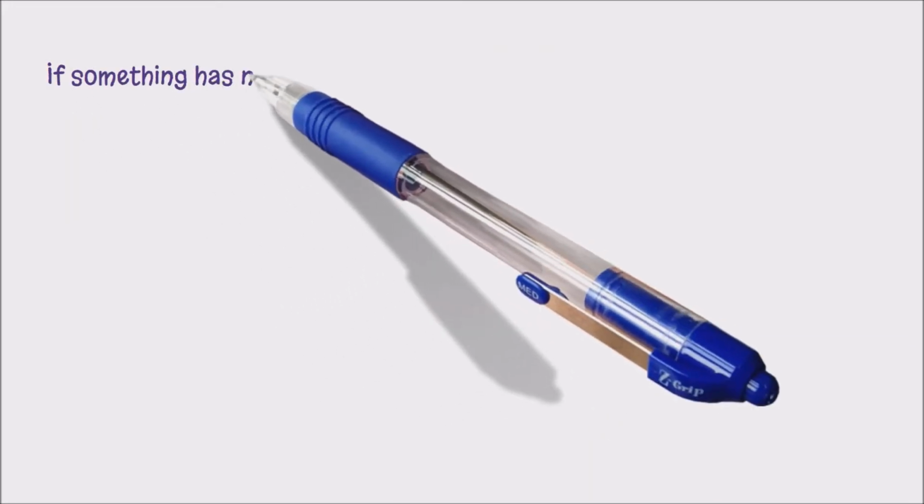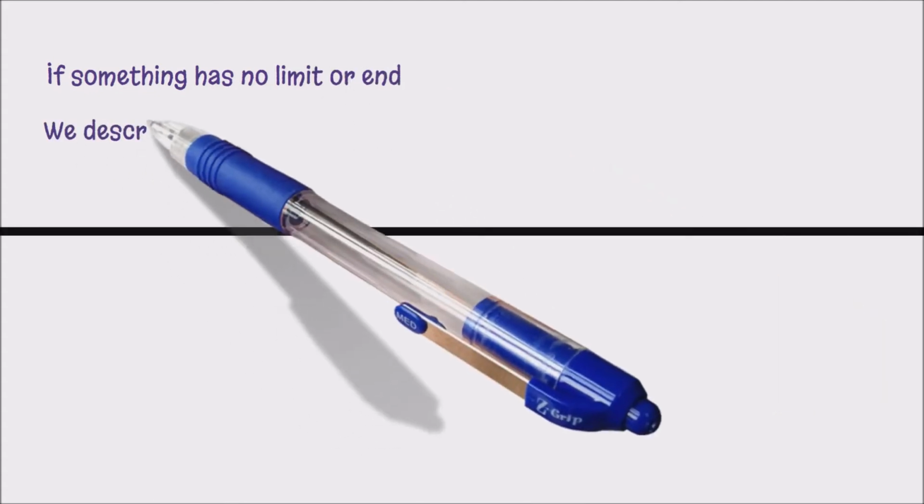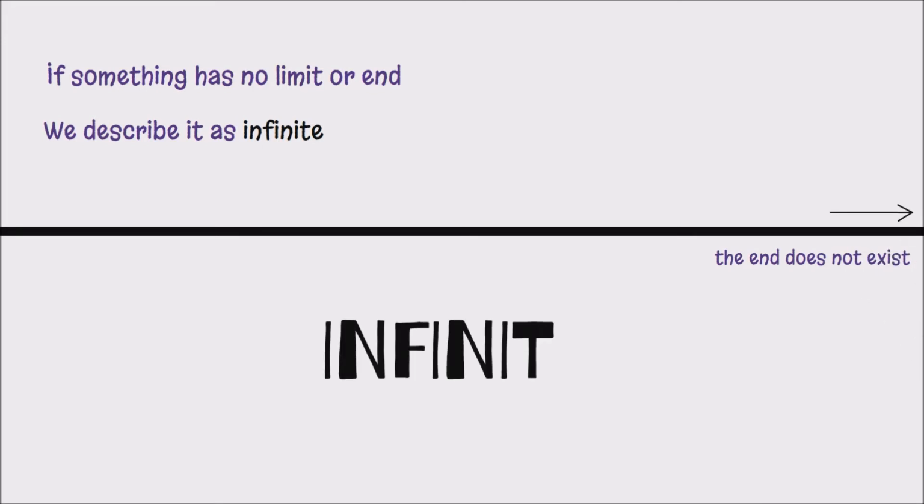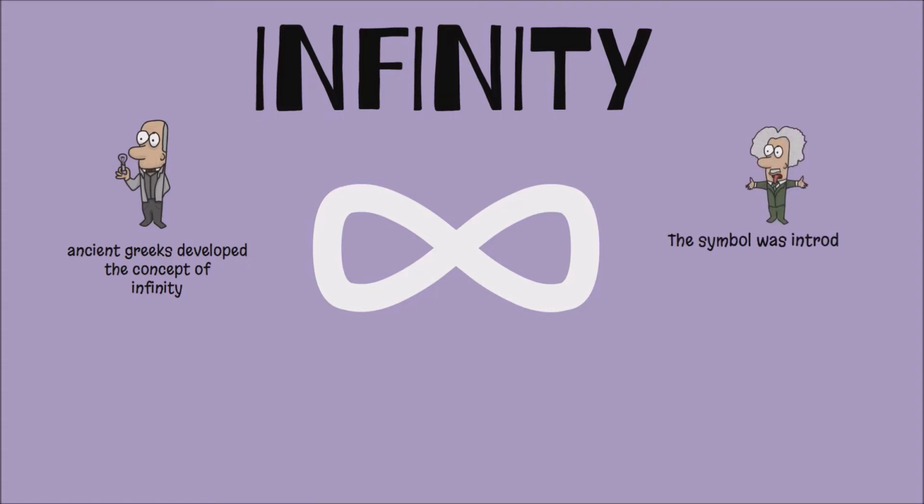If something has no limit or end and just goes on and on and on forever, we describe it as infinite. This means that we cannot ever get to the end because the end does not exist, and that is how we measure infinity. The symbol used for infinity is, and it looks like the number 8 turned on its side. The whole concept of infinity was first recorded by ancient Greek mathematicians, but the symbol was first introduced by this English priest who was also a mathematician named John Wallis.